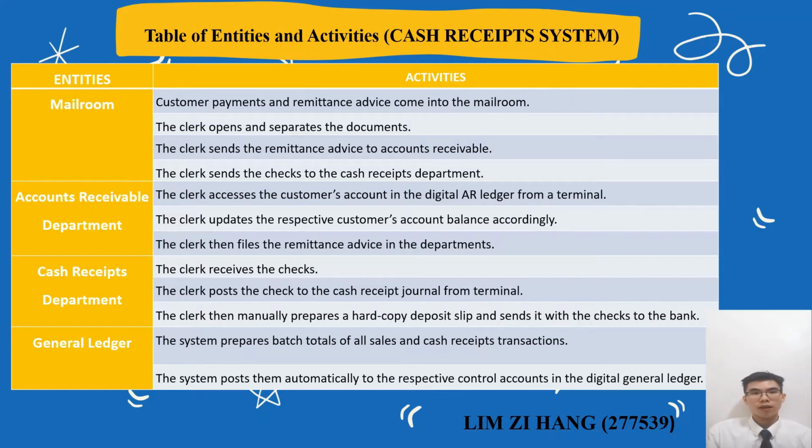The table of entities and activities of the cash receipt system involves 4 entities, which are the mailroom, accounts receivable department, cash receipt department, and general ledger. In the mailroom, the customer payment and remittance advice will come into the mailroom, and the clerk will open and separate the documents. After that, the clerk will send the remittance advice to accounts receivable and the checks to the cash receipt department.